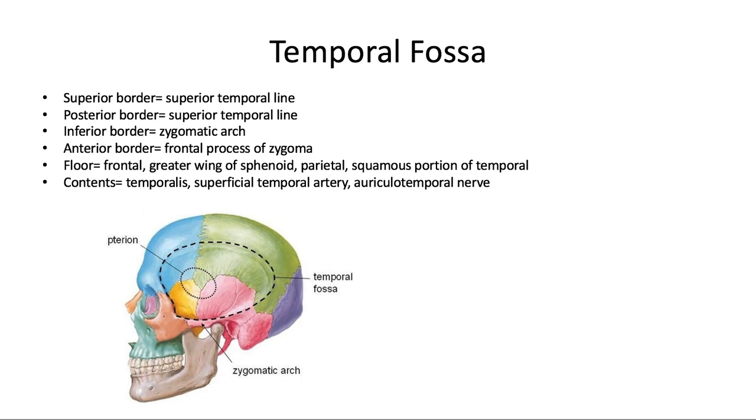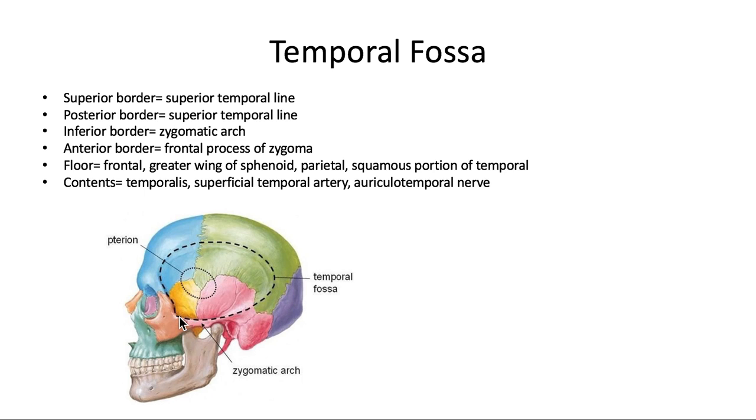So we're going to start with the simplest and most outside of those external fossa, the temporal fossa. Here we're looking at the lateral surface of the skull, and this dashed line demarcates where the temporal fossa is located. The superior border is determined by the superior temporal line, as well as the posterior border, also determined by that same superior temporal line. And the temporalis muscle actually originates from that line on the skull. The inferior border is determined by the zygomatic arch down here.